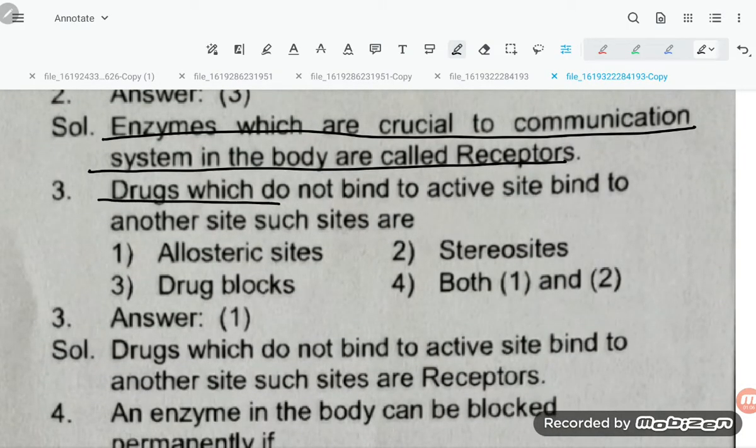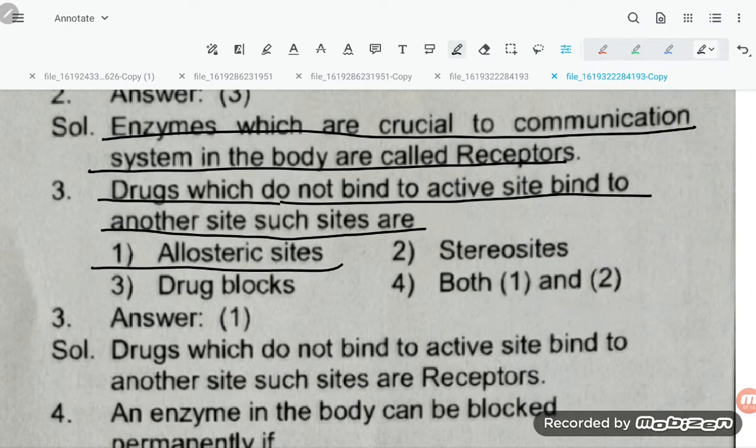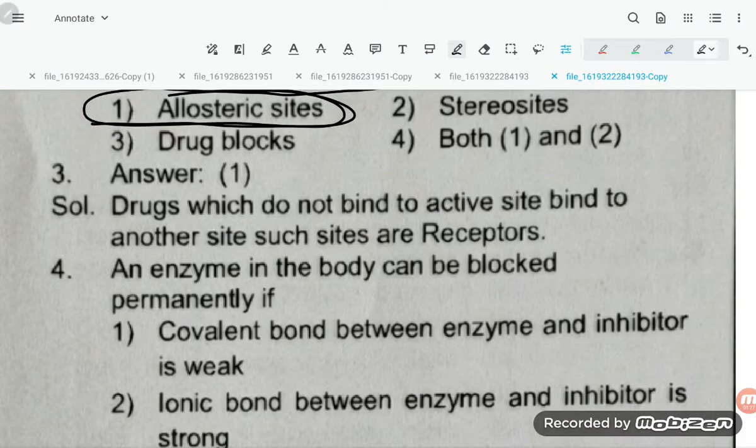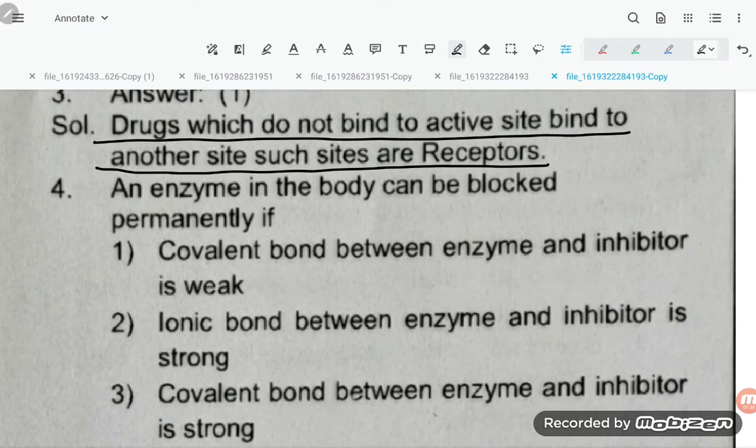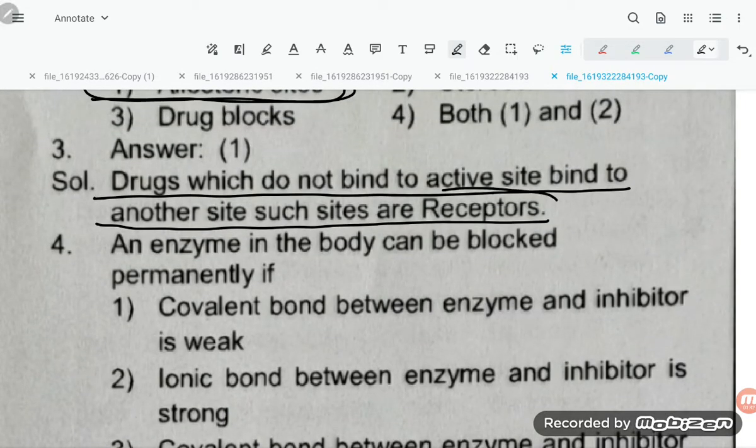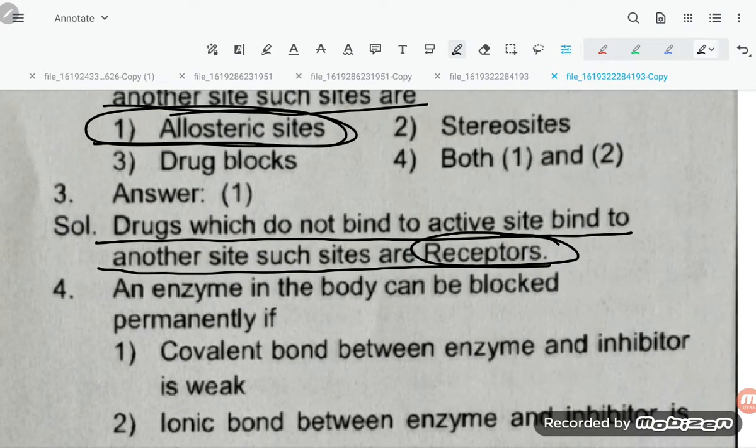Drugs which do not bind to the active site but bind to another site, such a site is called an allosteric site. Option number 1 is correct. If they are not binding with the receptor site but bind to another site, that is what we call the allosteric site.